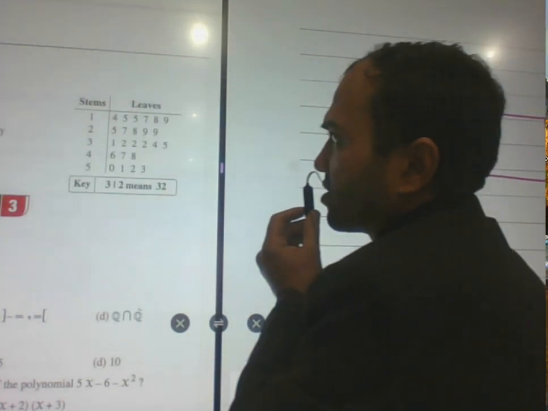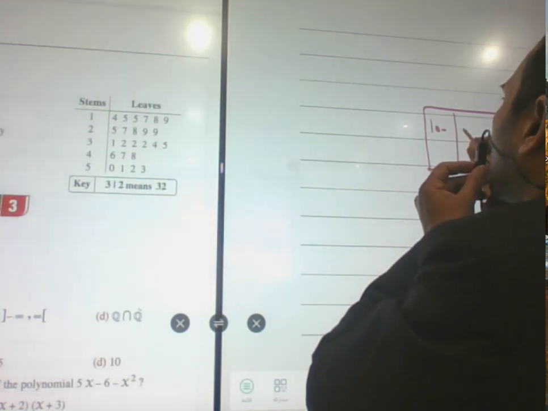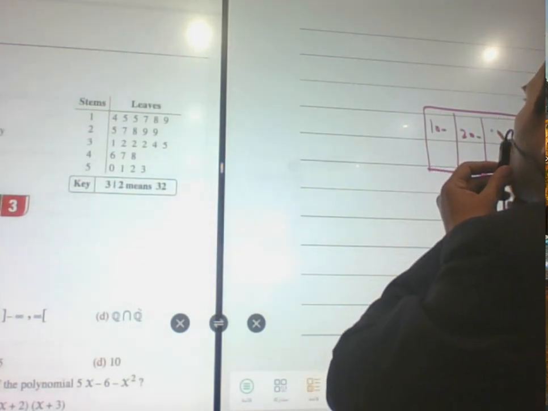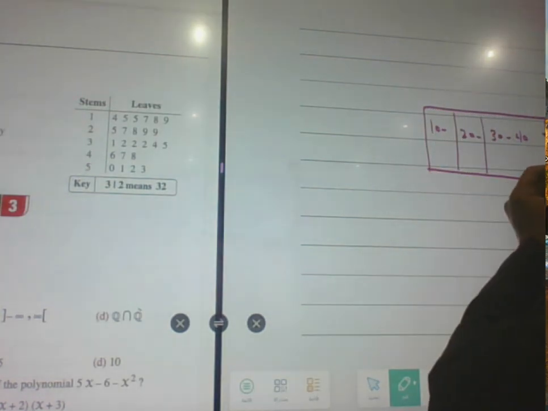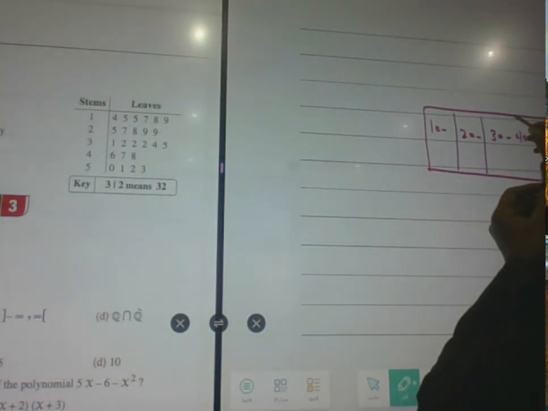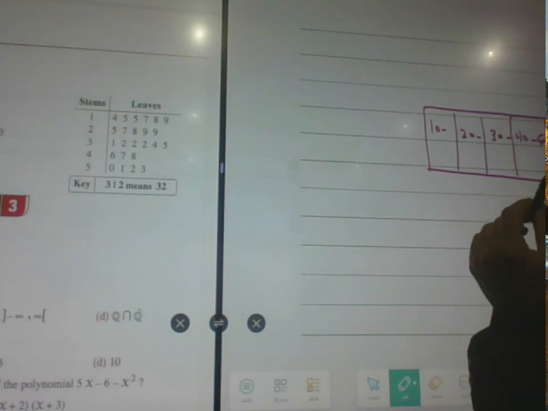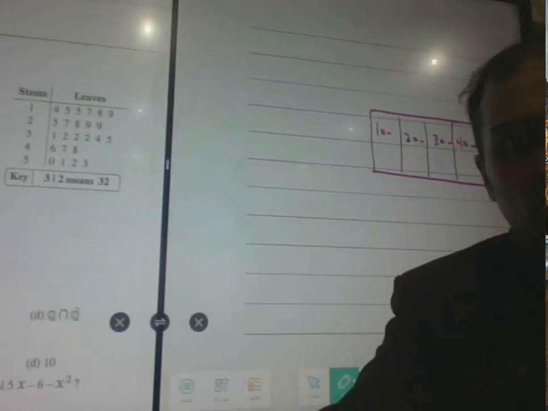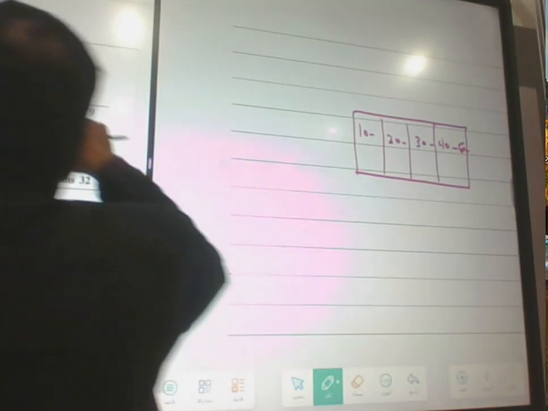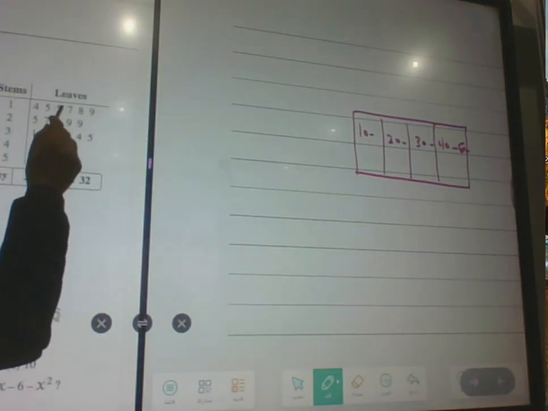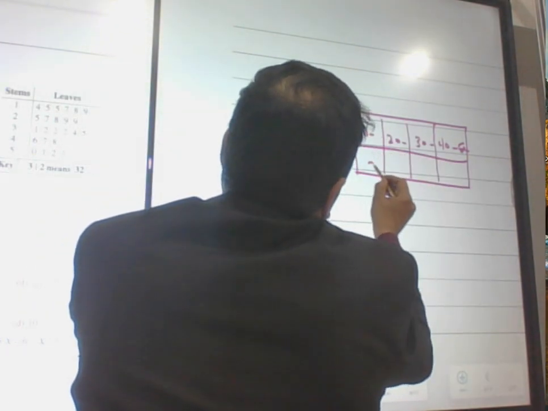The numbers: we have 10, the first interval from 10 to 20, and 20 to 30, and 30 to 40, and 40 to 50, and 50 to 60. Okay, you can see the numbers. Listen to me here. From 10 to 20, we have 1, 2, 3, 4, 5, 6. 6 numbers. Right, 6 here.